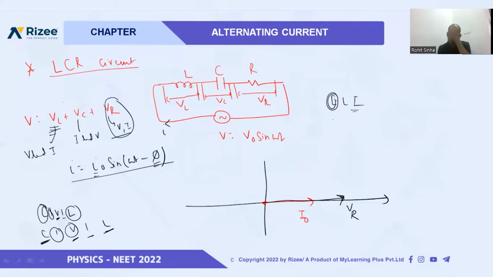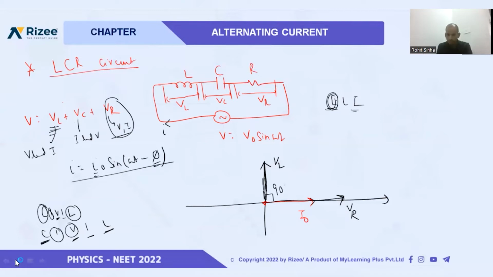Now, for this, let's see here. For the inductor, what will it try to do? It will try that voltage should lead current. That means for the inductor, voltage will come along this axis. It will be VL in this direction, because the inductor will try to lead current. Current is this, so the inductor will make an angle of 90 degrees from here.